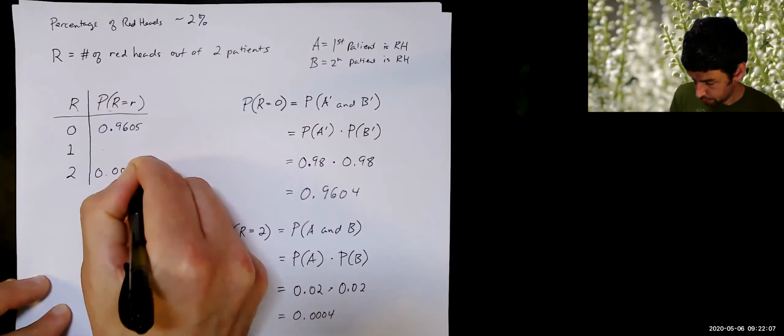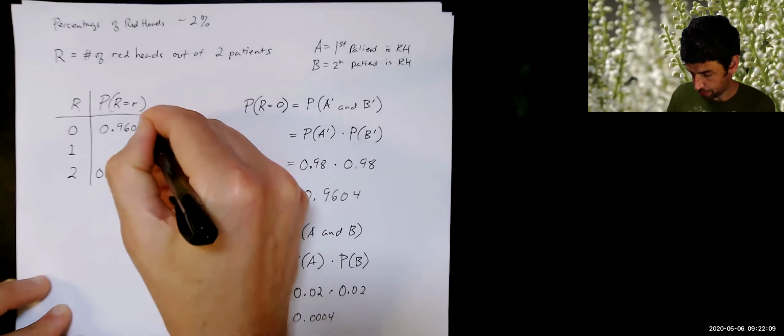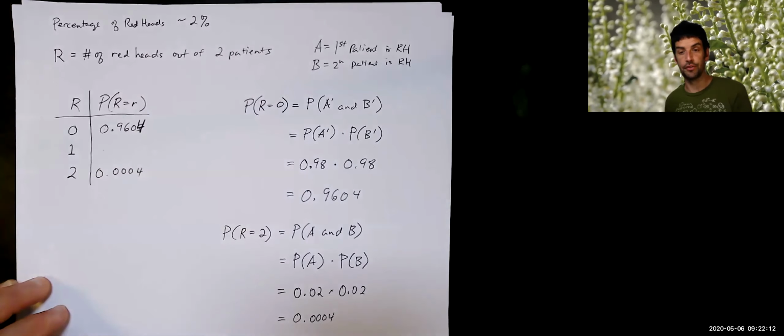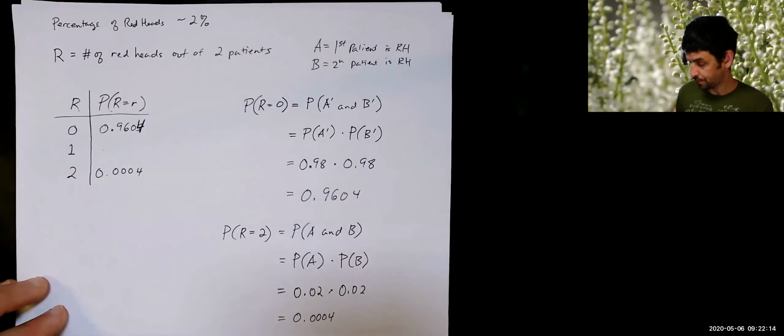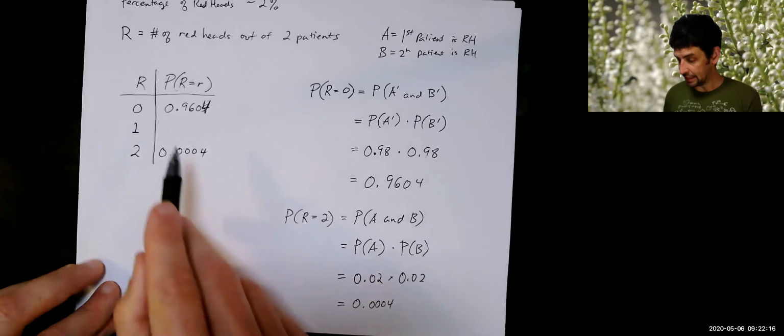0.0004. Oh, I miscopied this number here. Sorry, I wrote 5 for some reason. That was a 4 from there. Okay, let's do the one in the middle now.